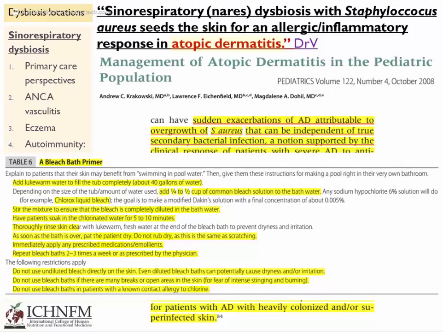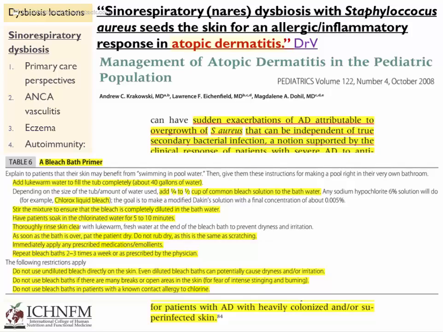As soon as the bath is over, pat the patient dry. Do not rub dry, as this is the same as scratching and would create an opportunity for a skin infection by breaching that dermal surface. Immediately apply any prescribed medications or emollients. Repeat the bleach baths 2 to 3 times per week or as prescribed by the physician.